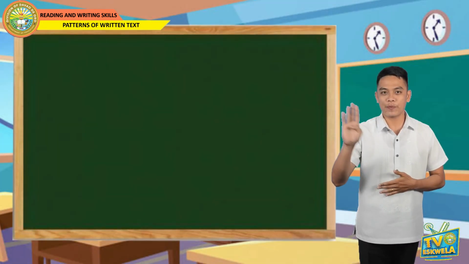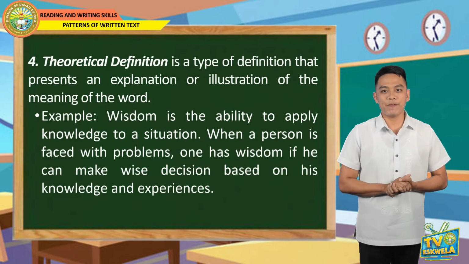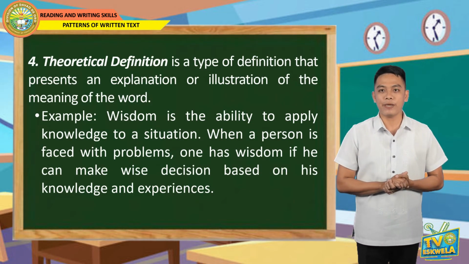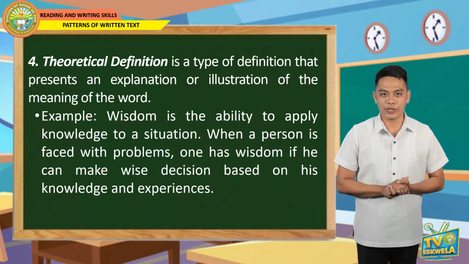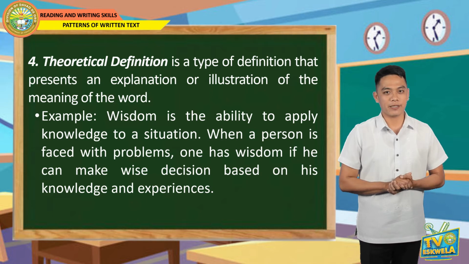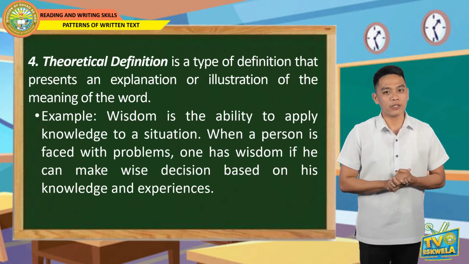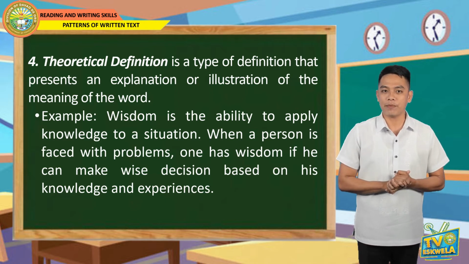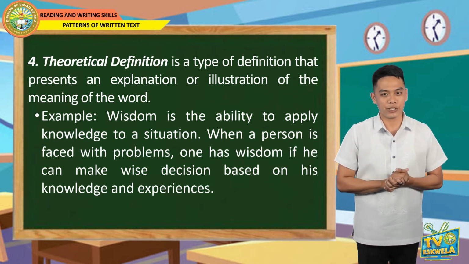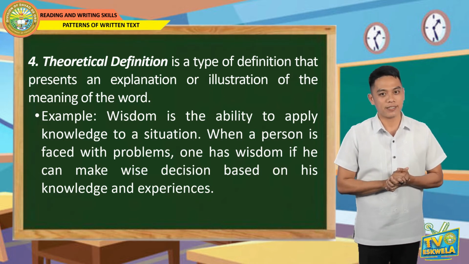Number 4. Theoretical definition is a type of definition that presents an explanation or illustration of the meaning of the word. Example: wisdom is the ability to apply knowledge to a situation. When a person is faced with problems, one has wisdom if he can make wise decisions based on his knowledge and experiences.